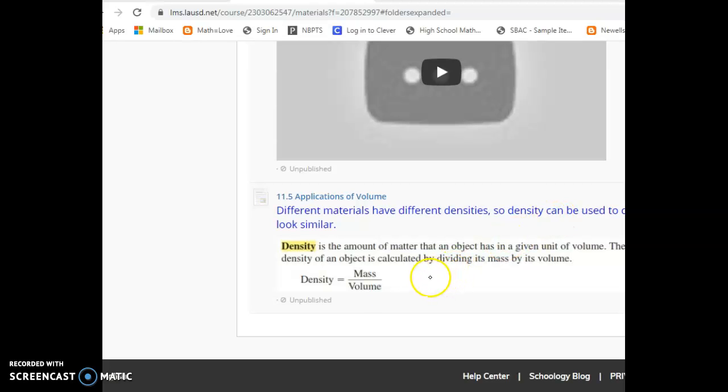An easier way to memorize that is, if you write it as D is equal to M over V, that's actually department of motor and vehicle, right? So DMV. That's just a shortcut so you can memorize it and remember it easily. So DMV, density is equal to mass over volume.